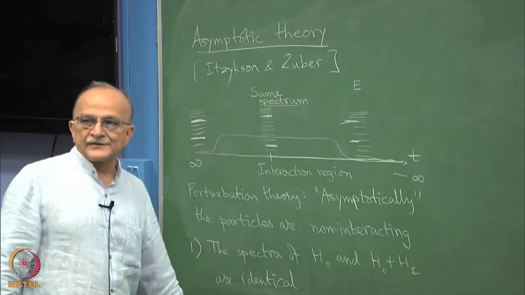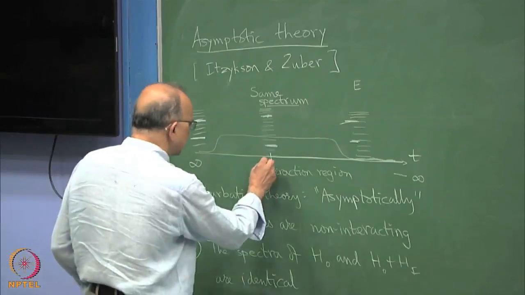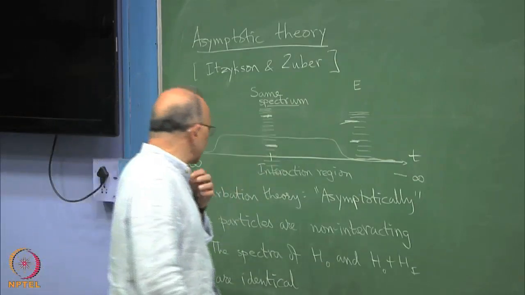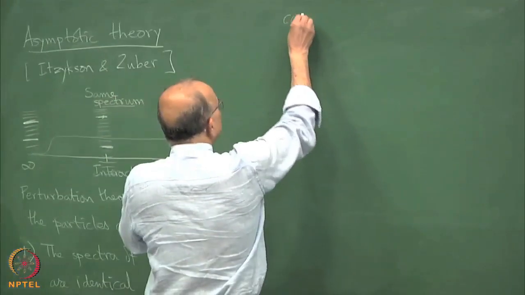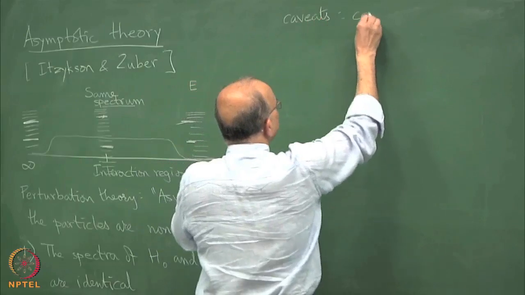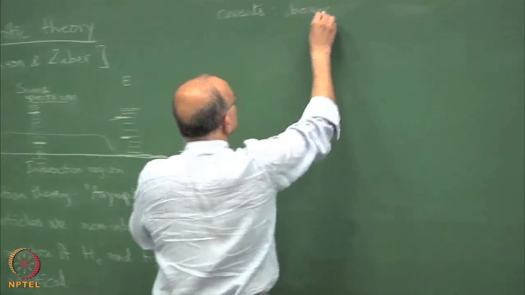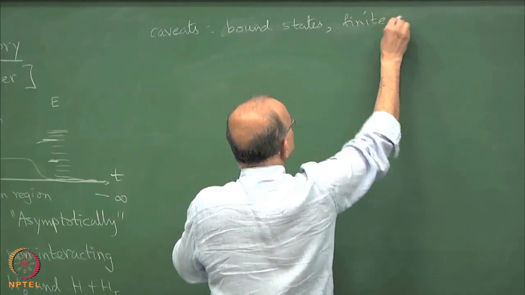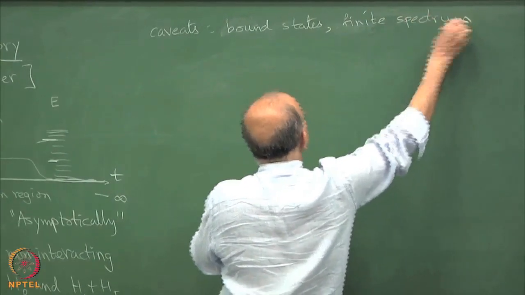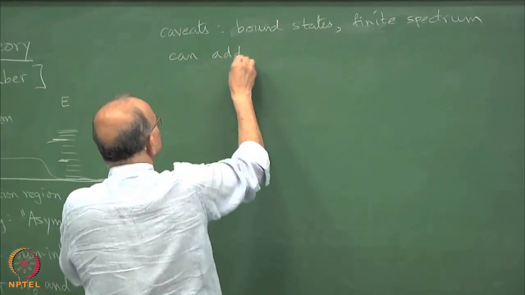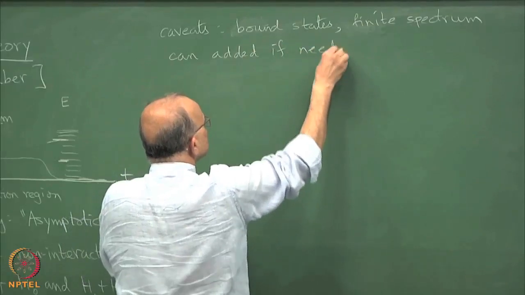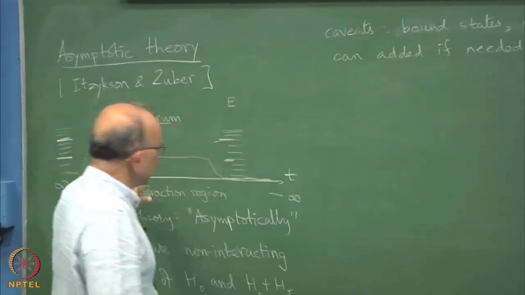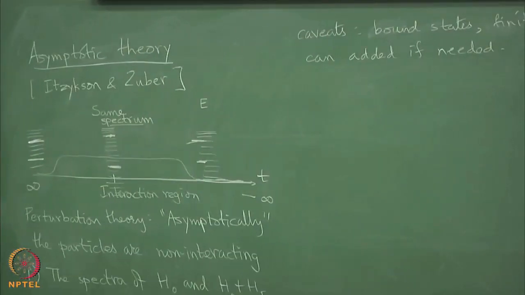Now for one thing, this precludes any bound states, because a bound state would mean that there are some states below E equal to 0. So it actually does not allow you to have bound states. So you add a caveat that bound states, if any, should be added by hand. Which would be some finite spectrum that can be added by hand. But it does not change the structure of the overall spectrum, it is just a few things added at the bottom, and you never really are able to calculate it, so it does not matter.